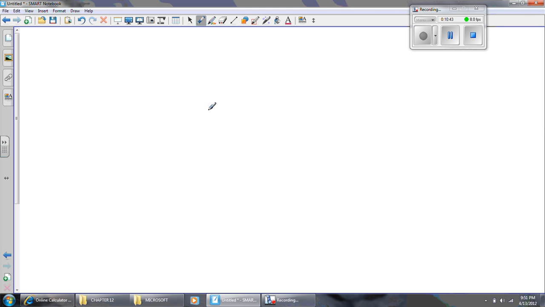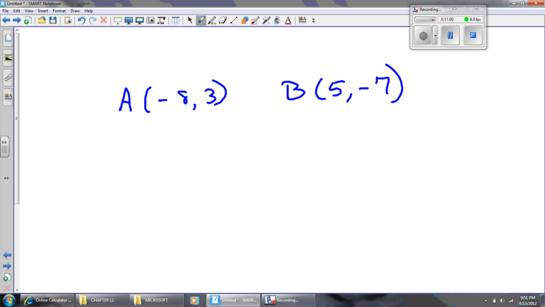All right, let's try one more. Let's make point A have the coordinates -8, 3, and we'll make point B have the coordinates 5, -7. Now, you can use the straight distance formula. I want you to go ahead and pause the video and try this on your own because it's pretty simple. I'm actually going to do this one slightly different than the straight distance formula.